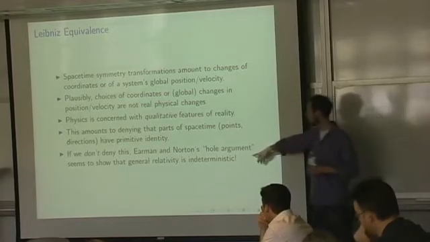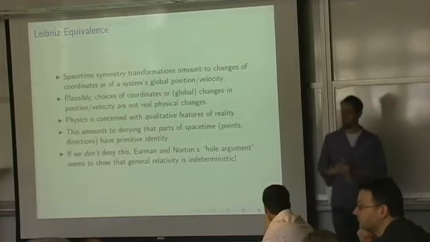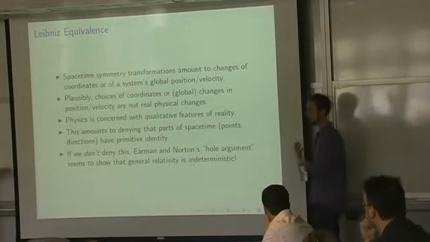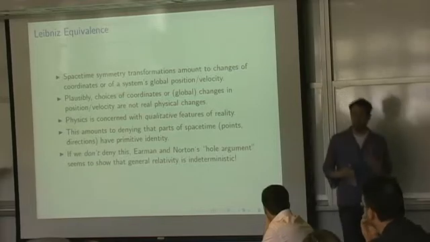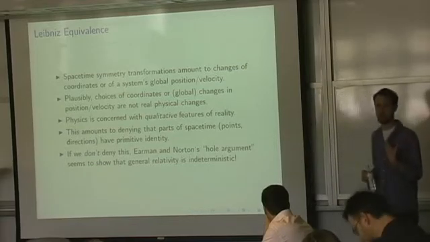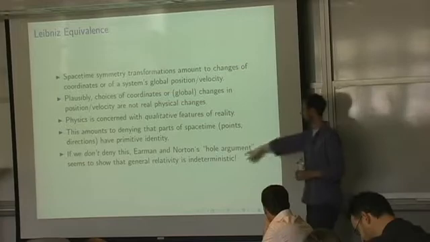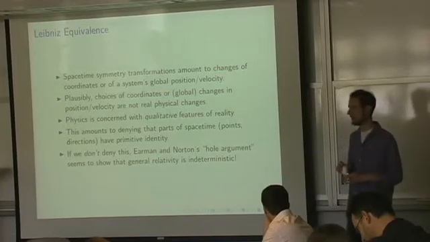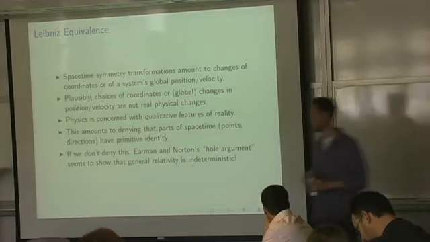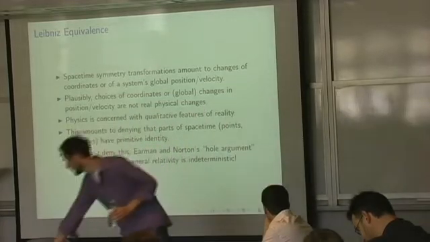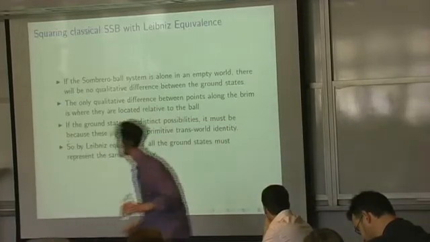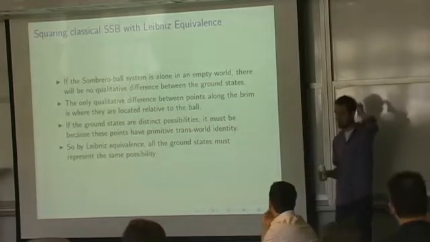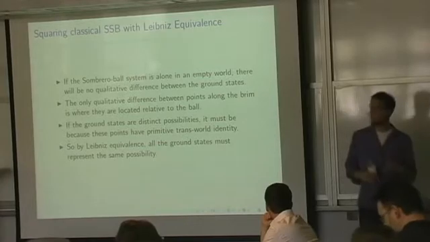And if we don't deny that the parts of space-time have primitive identity, and this has become a very powerful motive for people to deny that the parts of space-time have primitive identity, we run up against the whole argument, and it seems to show that general relativity is indeterministic in a strangely unobservable way. A lot of people don't like that result and see it as a reductio of the idea that points in space-time or parts of space-time have primitive identity.